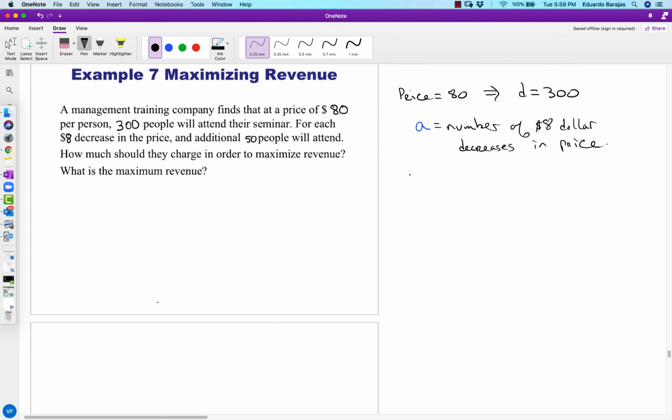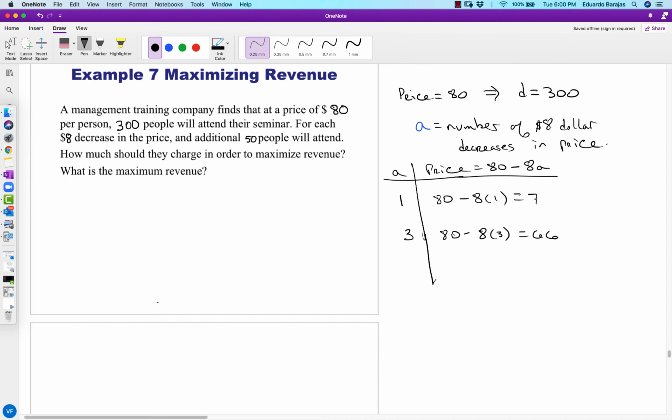So for example, we can do a quick little table just to confirm what this means. So if we have A there and then we have the price there, the price then is going to be equal to 80 minus 8A, right? So when A equals 1, we do one multiple of the 8, we will get that the price is 80 minus 8 times 1. When A equals 3, for instance, 3 multiples of 8, that would be 80 minus 8 times 3. That'll be 24, which gets you to 66. So the price would be 66. And over here, the price was 72.